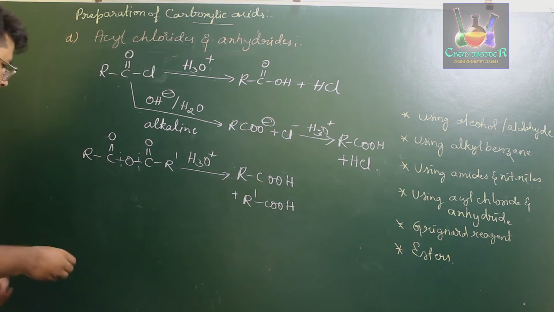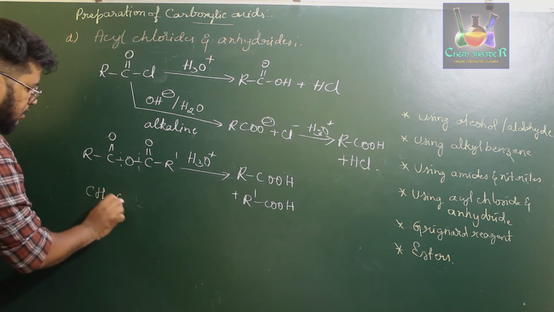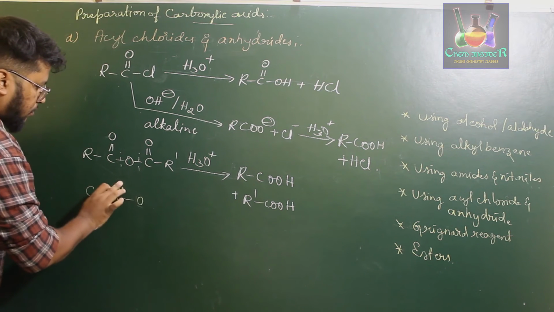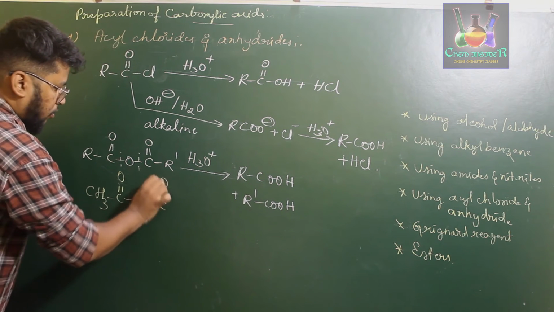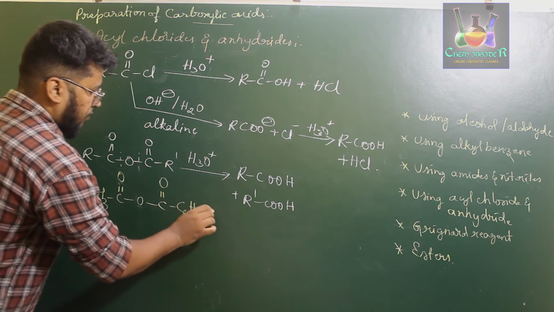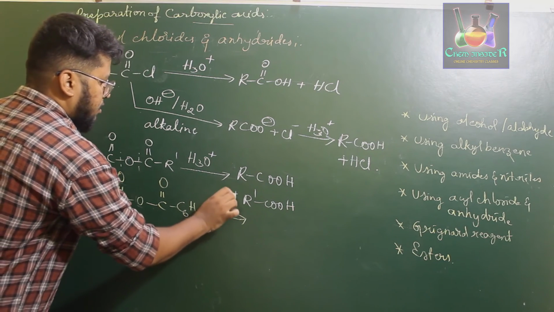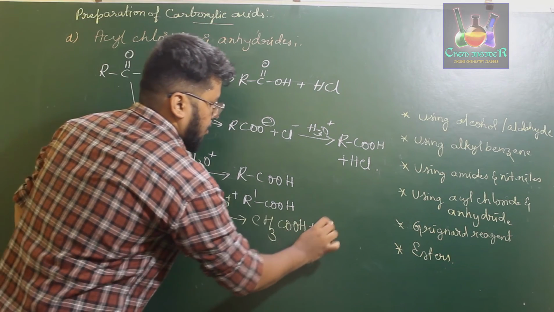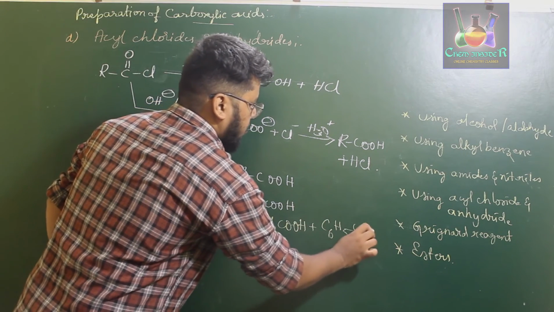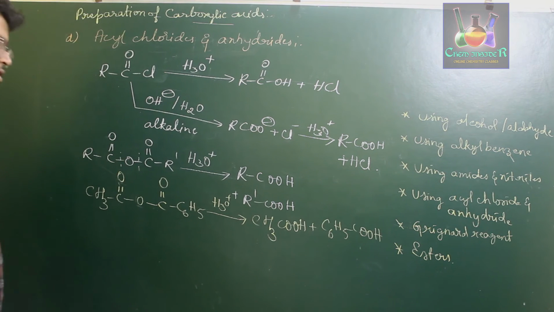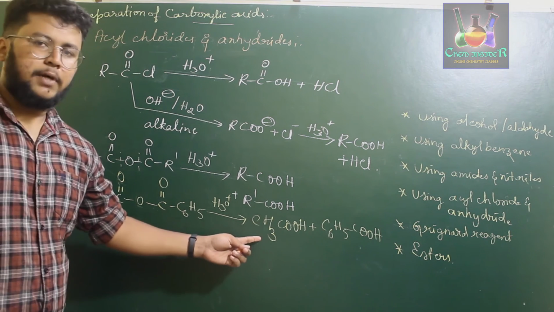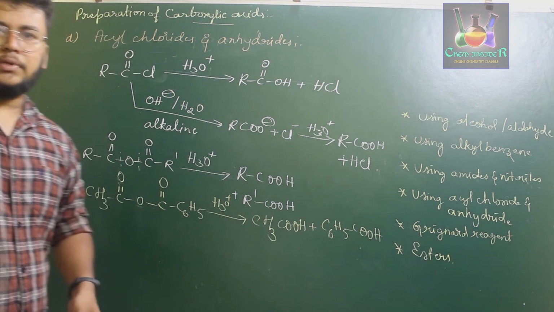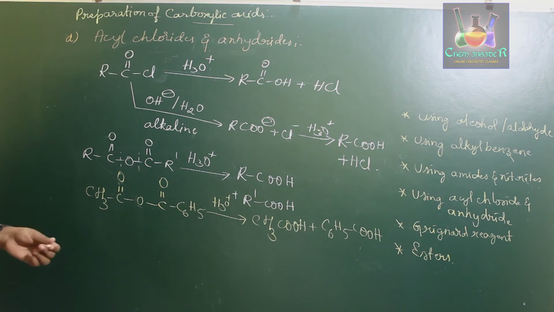Let us consider an example: CH3, C double bond O, O, C double bond O, C6H5. This on hydrolysis gives us CH3COOH plus C6H5COOH. So this is the reaction. So we are preparing an acetic acid and a benzoic acid from this anhydride reaction. Okay, so this is about the preparation of carboxylic acid from acyl chloride and anhydride.